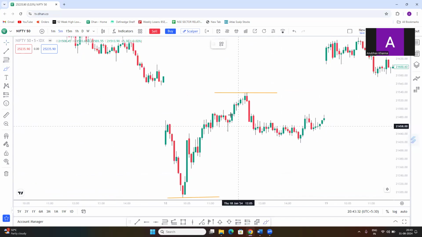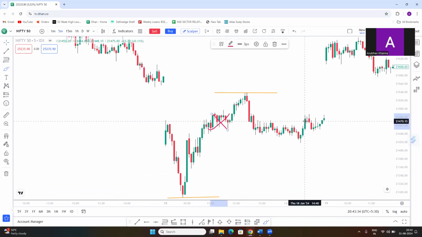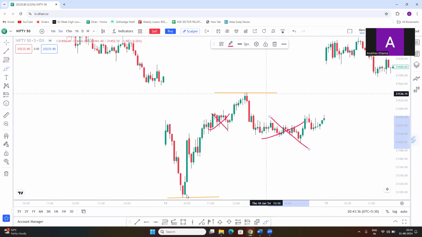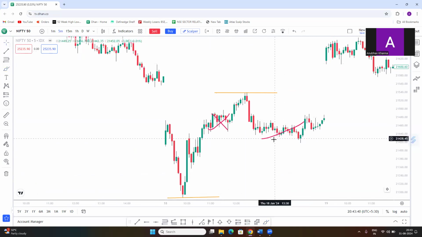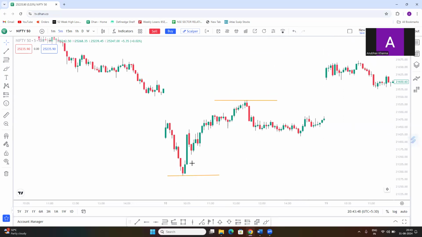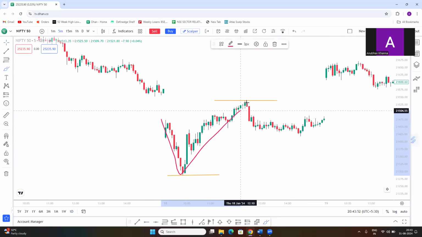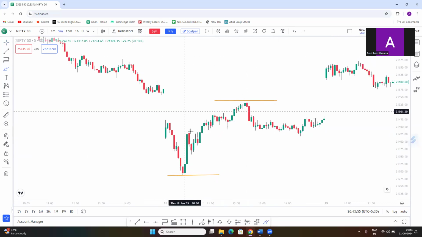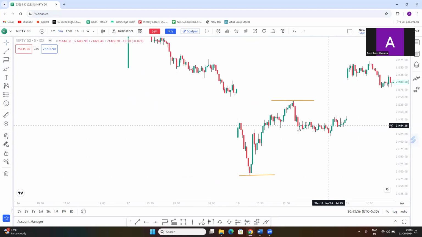Sorry, this is not a swing. This is not a swing. This is a swing, and this is a swing, which we have marked, right? So these things should be evidently visible to the naked eye. If you were trading Nifty during this day using the swings method, there was no trade for you. As simple as that, right?